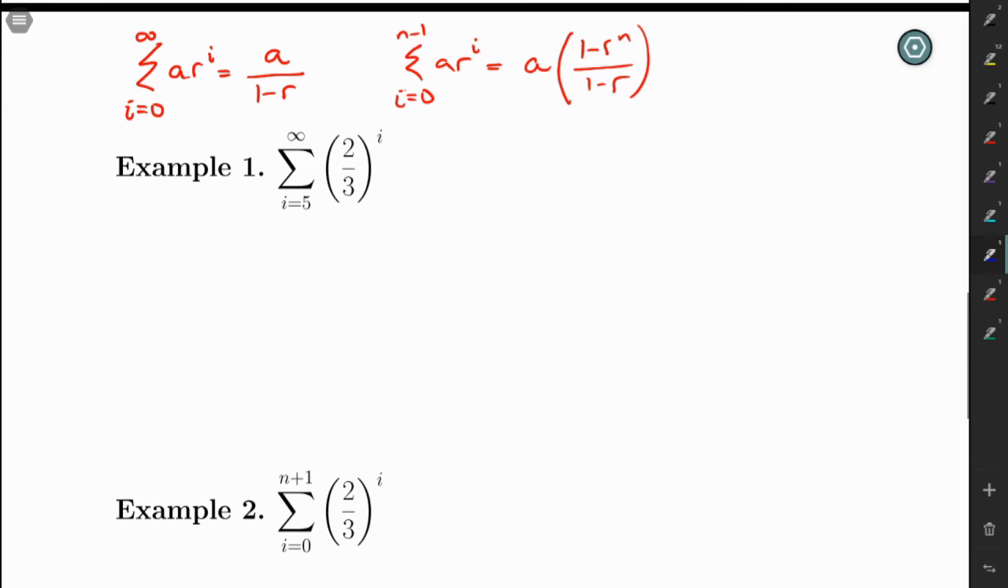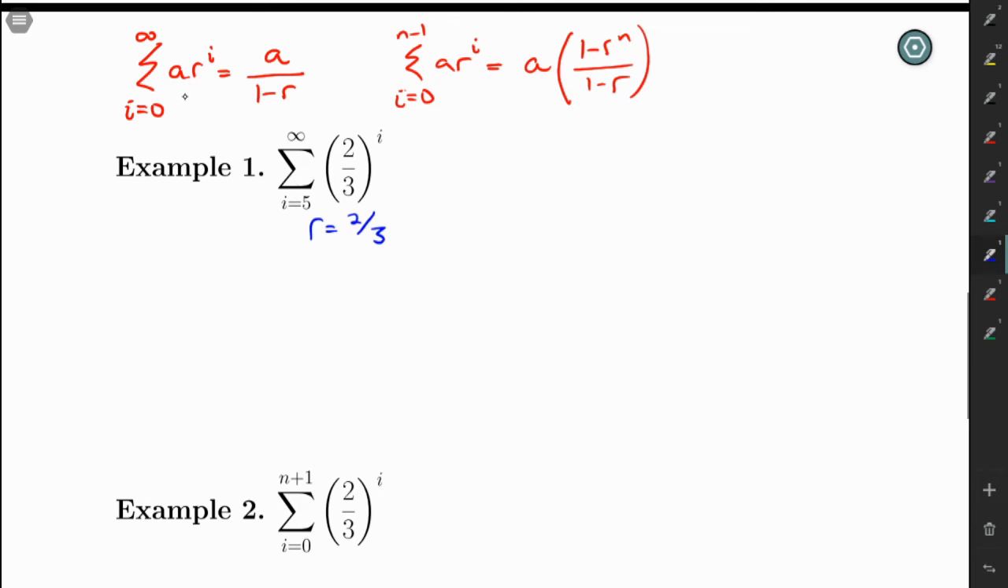So let's work through a few more examples that are a bit more involved. In the first example, we are being asked to find an infinite sum of a geometric series, and we can read off its ratio to be 2/3. So the ratio is less than 1, so the series is going to converge, and it does make sense to apply the infinite sum formula.